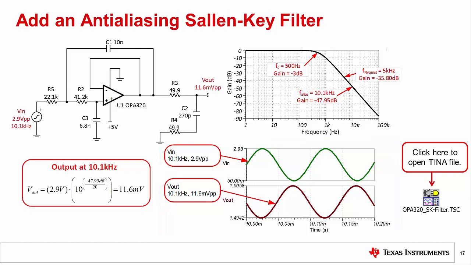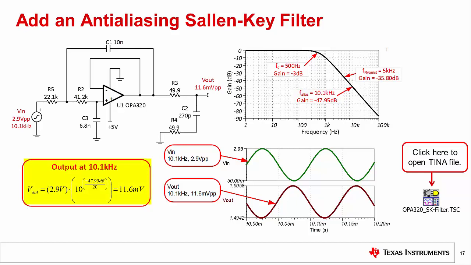kHz. 2.9 volts is used as it is nearly the ADC full-scale range. The reason 2.9 volts is used rather than 3 volts is to avoid the nonlinear region of the amplifier and to avoid overdriving the ADC. The output of the transient response is 11.6 millivolts peak-to-peak. This is what you would expect based on the attenuation at 10.1 kHz.